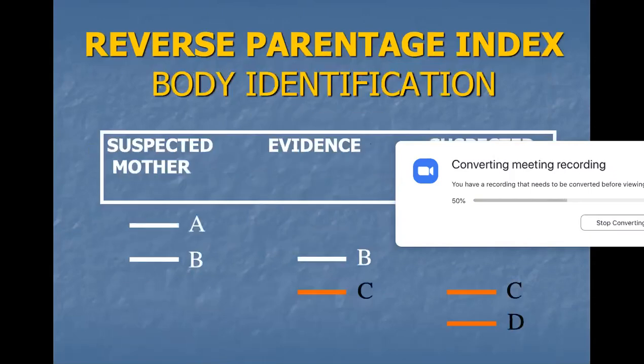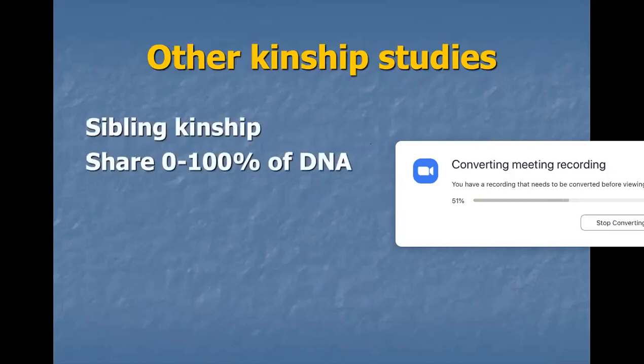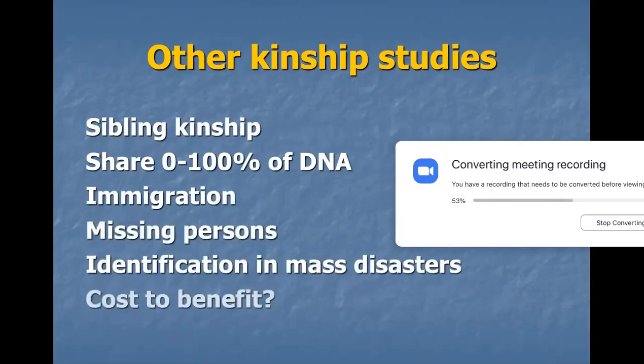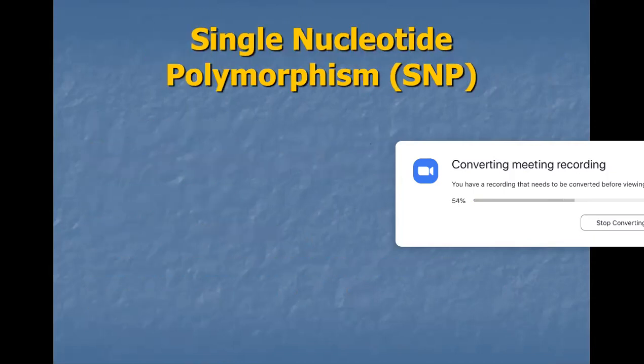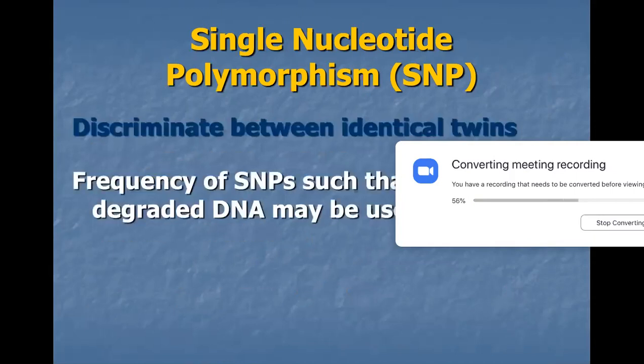Talked about the various different applications: kinship studies, sibling kinship, immigration, missing persons, identification of mass disasters. Again, the question is the cost benefits. Start talking about SNPs. Pretty good discriminatory power.